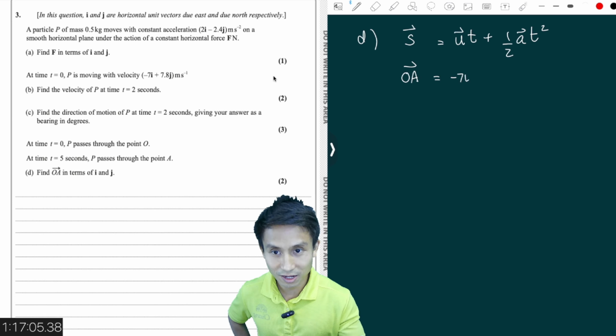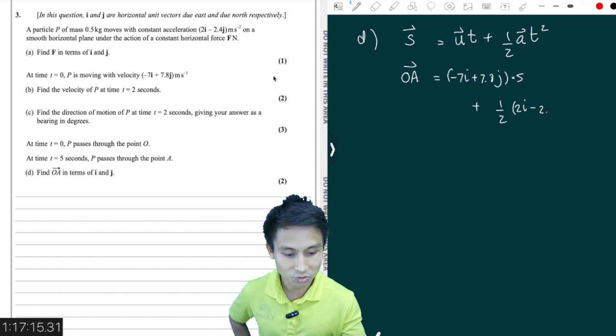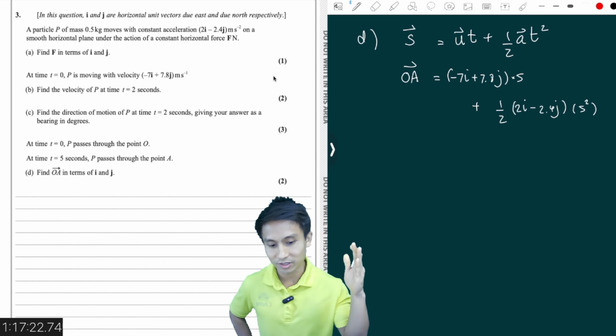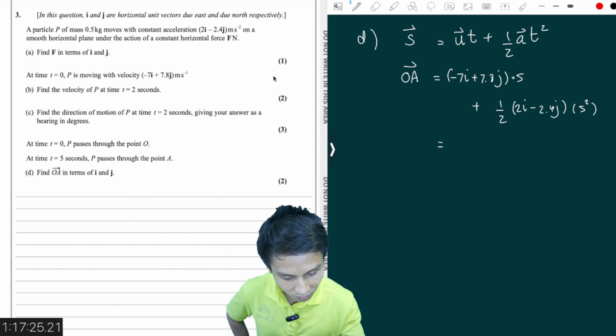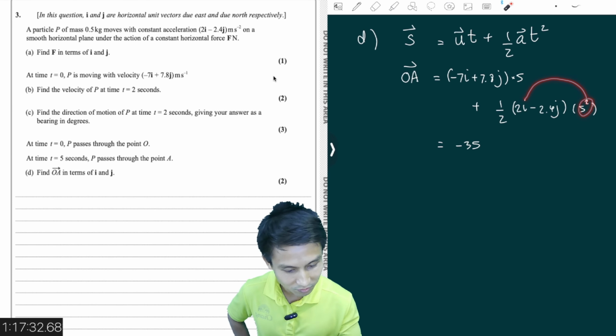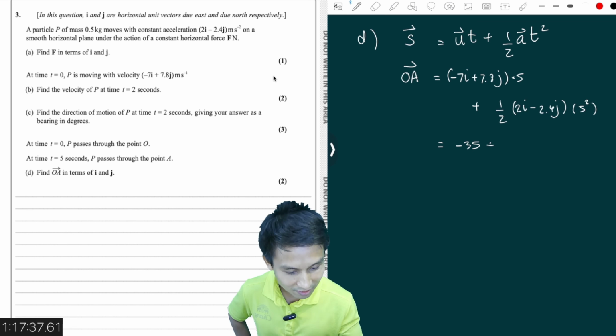So minus 7i plus 7.8j times t, so t is going to be 5 here, plus 1/2 times a, which is the same, 2i minus 2.4j, and t squared, so 5 squared there. If you simplify all that, you're going to get OA. So that is minus 35 for the i, and I'm just going to collect the i here. So this is 25 times, well, let's do 1/2 times that first. I get an i, and then 25 times that, I get 25 here, and then just an i there.